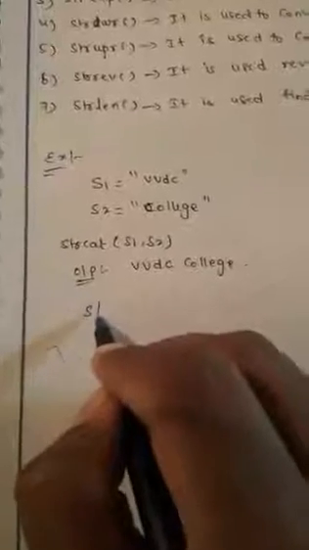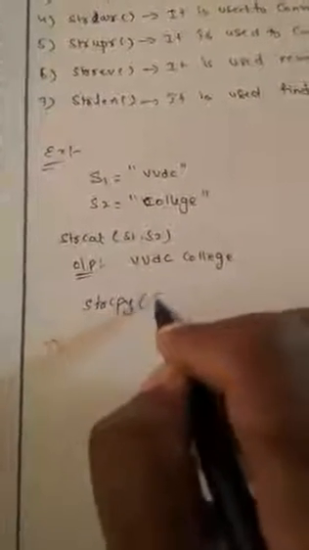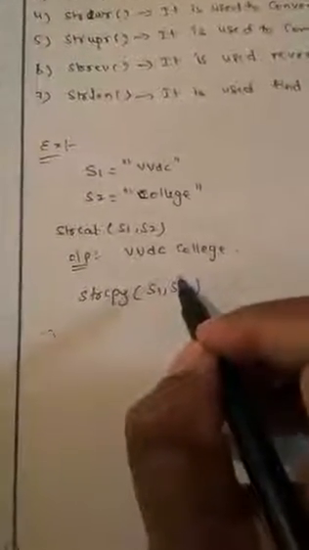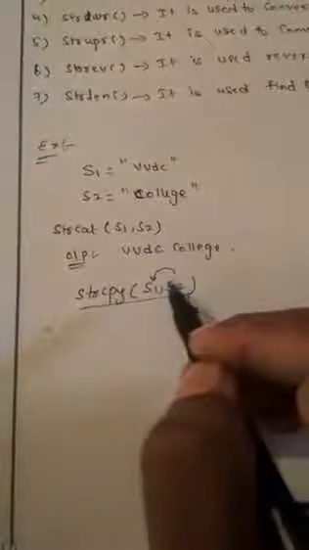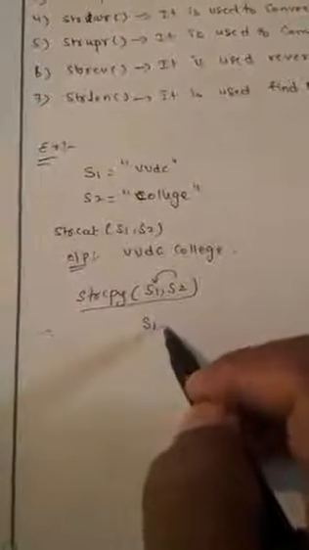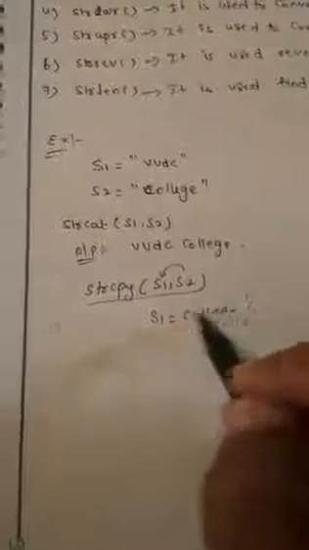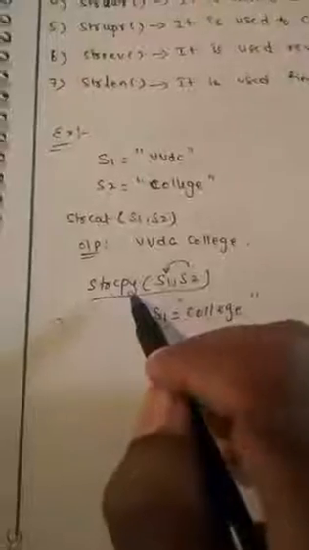Similarly, strcpy(s1, s2). So what happens? s2 will be copied into s1. Actually s1 is vvdc, s2 is college. After using this function, what happens? s1 is now college, meaning the s2 string is copied into s1, right? This is the copy function.